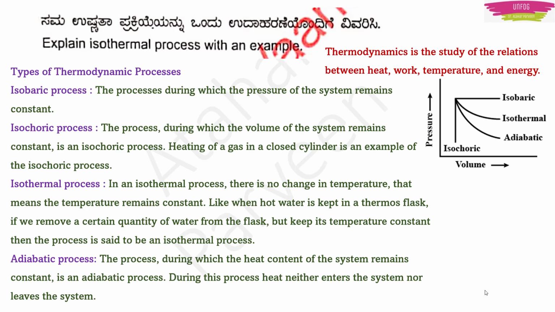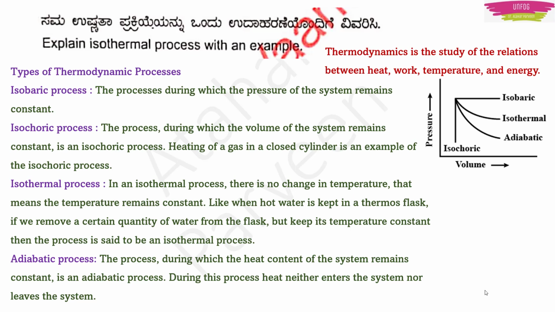Next is isothermal, means same temperature. There is no change in temperature in isothermal process. That means that the temperature remains constant. Then adiabatic, the process during which the heat content of the system remains constant. During this process, heat neither enters the system nor leaves the system. Actually, you can say that thermos flask is a good example for adiabatic process.